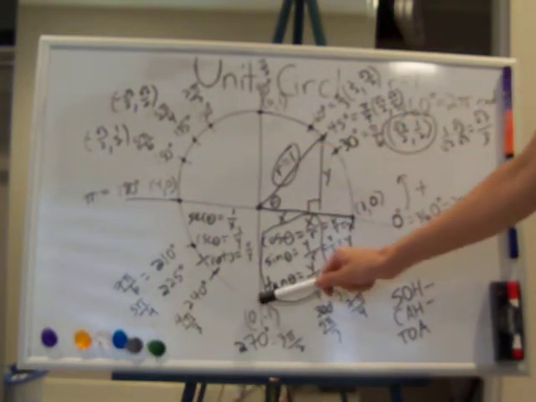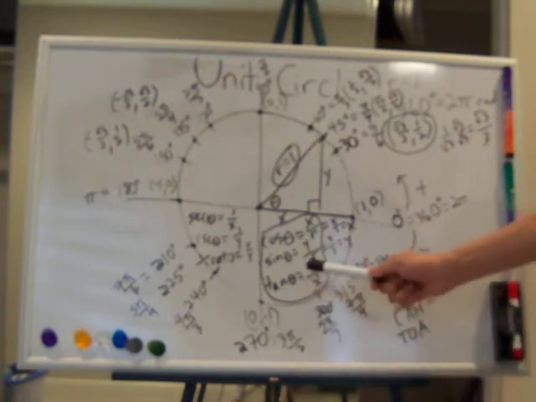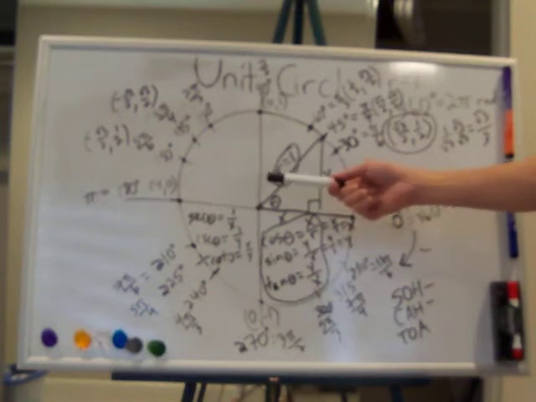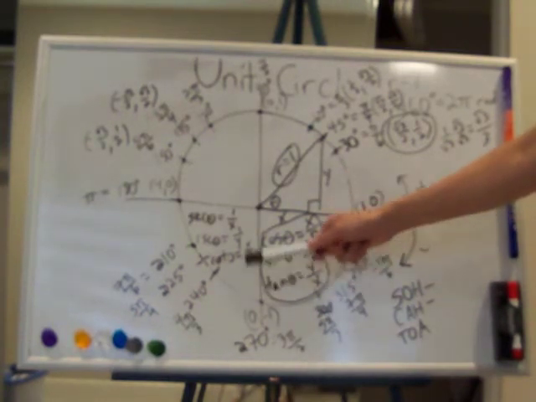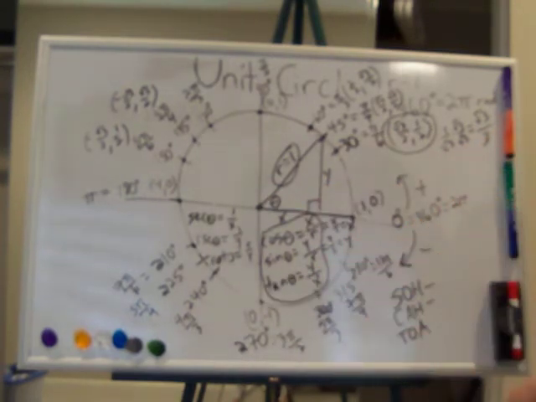So let's do secant of 270, secant of 3 pi over 2, right? So to me, cosine of 3 pi over 2 is 0, reciprocal of 0 is undefined. So secant of 3 pi over 2 is undefined. But if you use this rule, it's the same thing. You plug in 0 there, it's undefined. So secant of 3 pi over 2 is undefined, right?